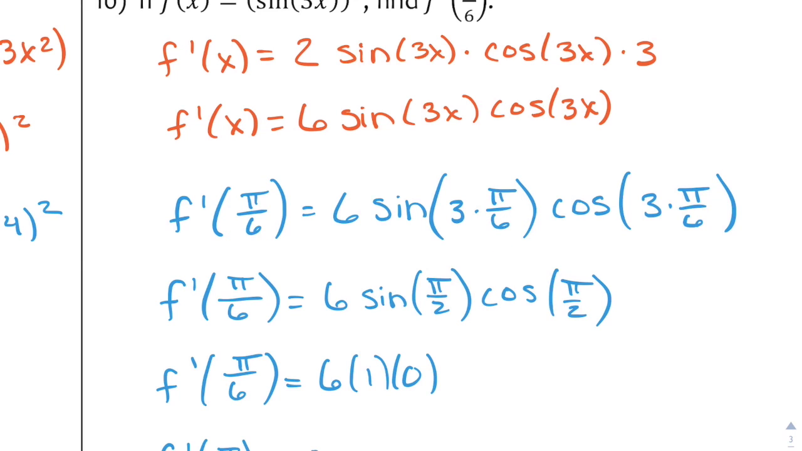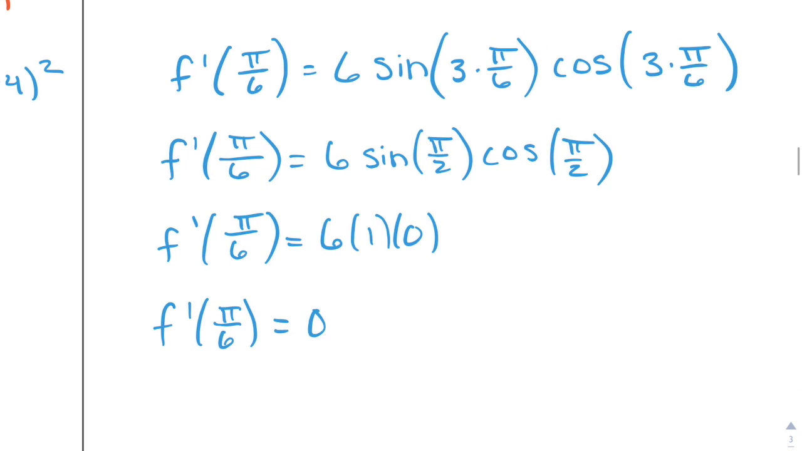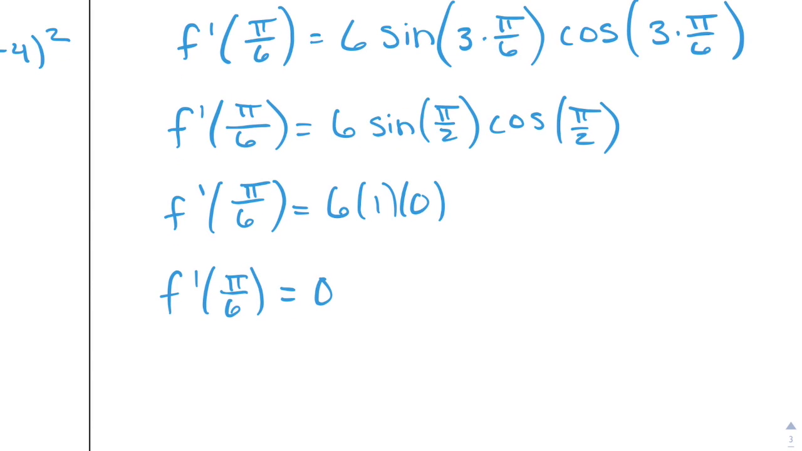So pi over 2, sine of pi over 2 is 1. Cosine of pi over 2 is 0. You should know these values by now, the 5 critical points. But if not, you can always type them in your calculator. But again, knowing them is really important. So 6 times 1 times 0 is 0. So the derivative at the location pi over 6 is going to be 0.